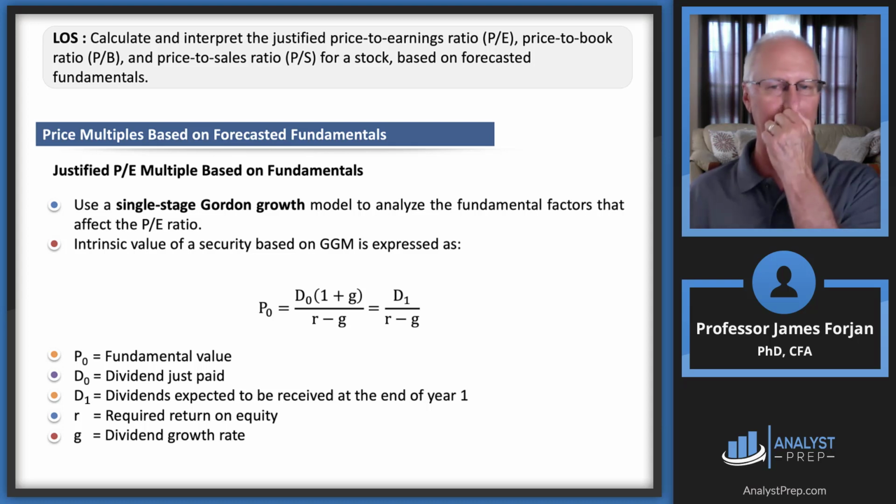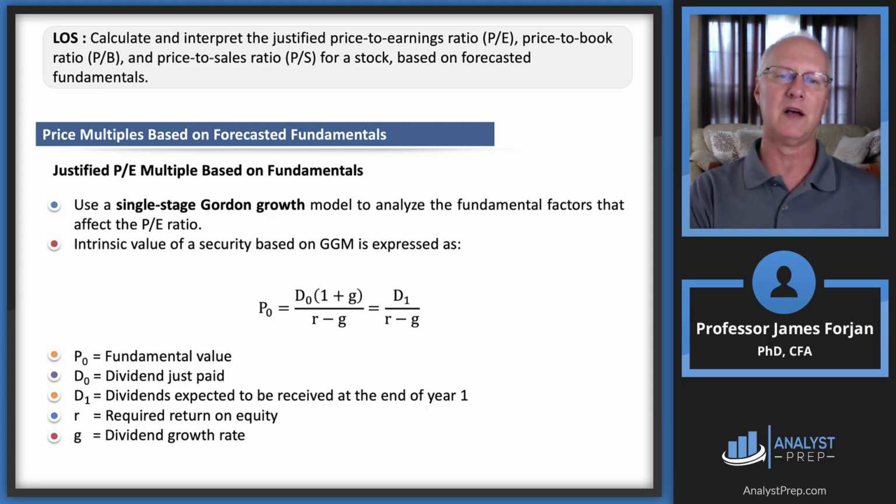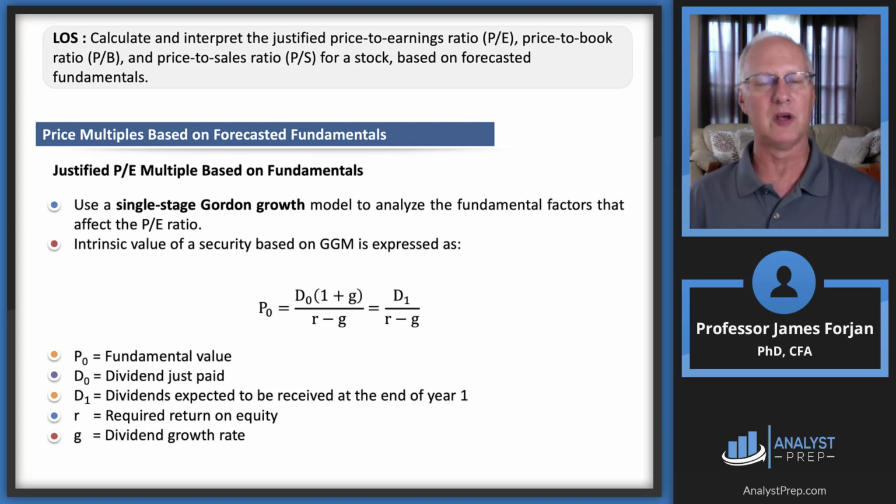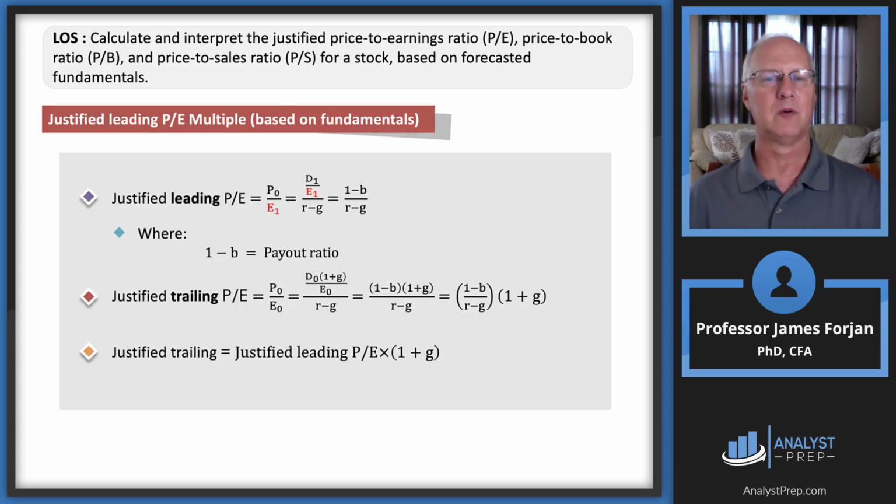That looks an awful lot like the Myron Gordon growth model that we've talked about so many times in the past. But notice that on the left-hand side of the equal sign, there's P, right? That's the P in the PE ratio. So what happens if we divide both sides of the Gordon growth model by E? Well, that's what we get here.